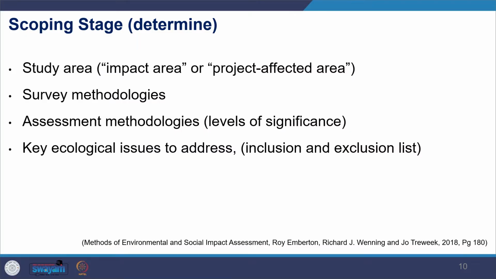So at the scoping stage, what do you really determine? What do you really try to find out? At the scoping stage, you try to find out the study area. So what will be the impact area? How much area you have to study? You can call it the project affected area, the impact area. You need to identify and delineate that. You need to understand how much area needs to be studied, so that you come to an understanding with the agency, and then you will see how much area you really need to cover in your baseline assessment.